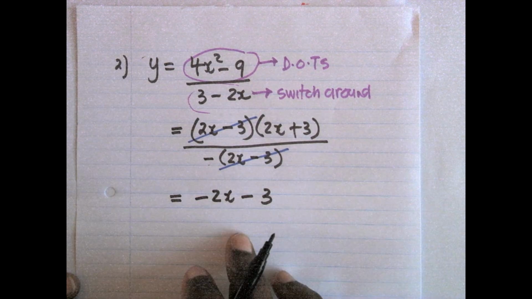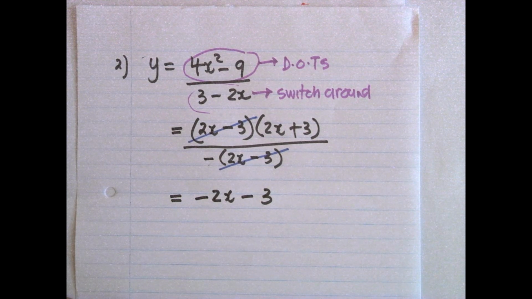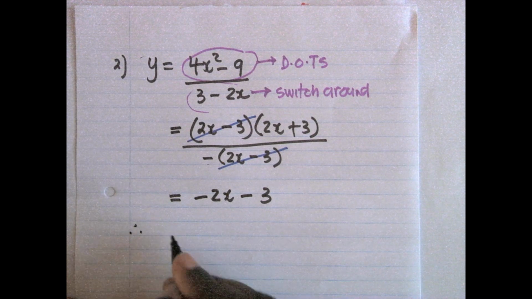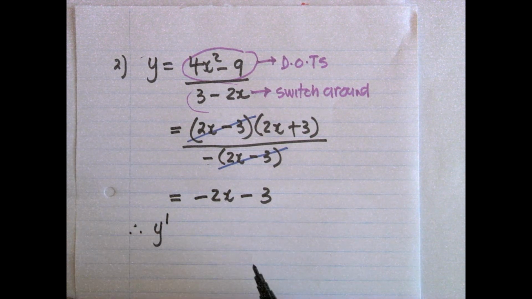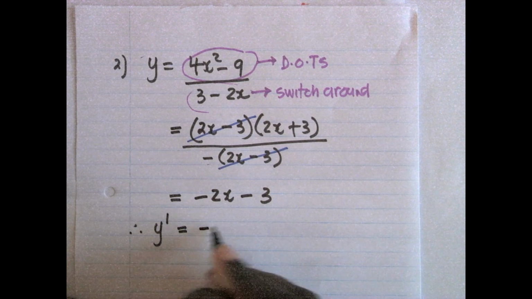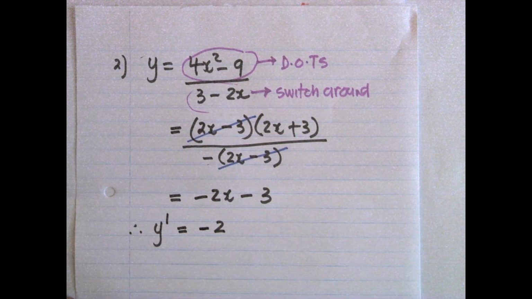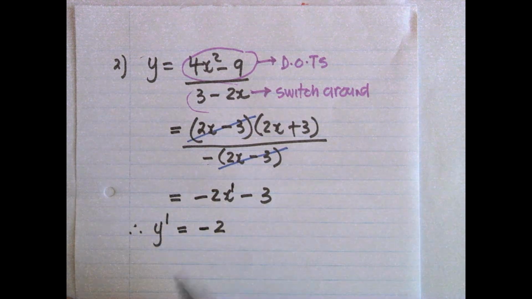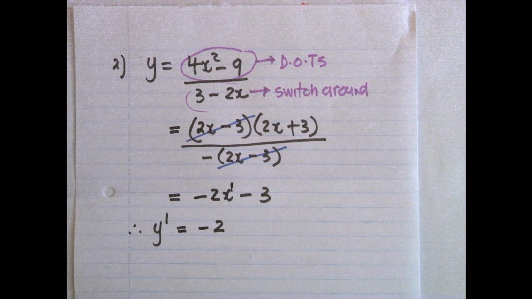And when I've done this, I can now apply the rules of differentiation, and I can pick this notation here. I can say, therefore, y prime is equal to negative 2x. Remember what we said, the power here is 1, so we can just take the coefficient.